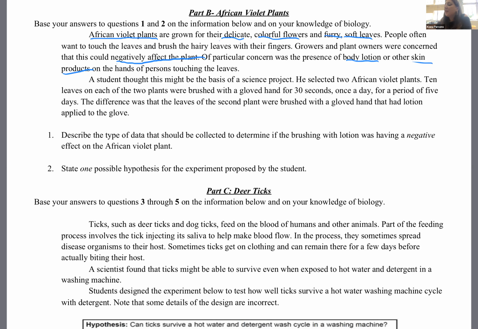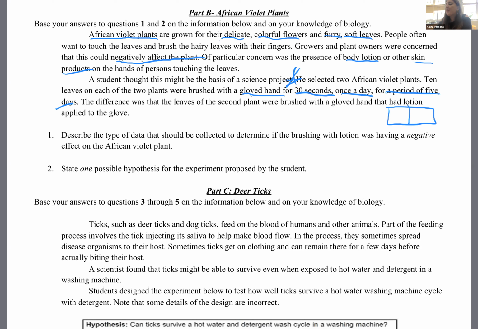So, of particular concern was the presence of body lotion or other skin products on the hands of persons touching the leaves. A student thought this might be the basis of a science project. He selected 2 African violet plants. 10 leaves on each of the 2 plants were brushed with a gloved hand for 30 seconds. So now here we're setting up the experimental design. Once a day for a period of 5 days. Gloved hand, 30 seconds, once a day for a period of 5 days.